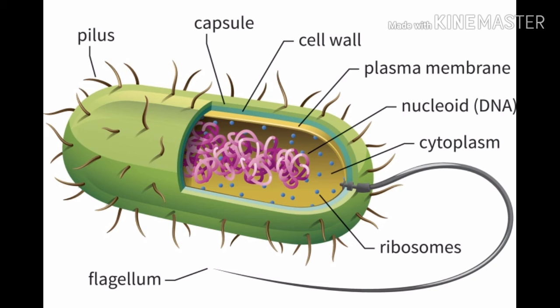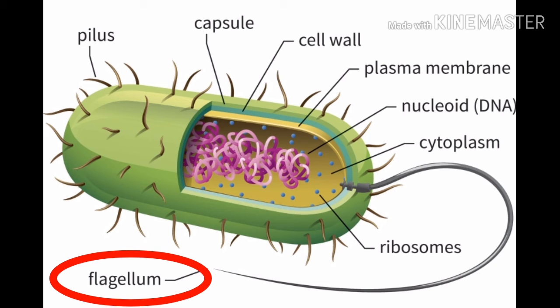Some bacteria have flagella, which are responsible for movement, and it's almost like a little tail that comes out at the back of the bacteria. It's made from protein fibers. It's a spiral protein fiber which helps with the movement of the bacteria.